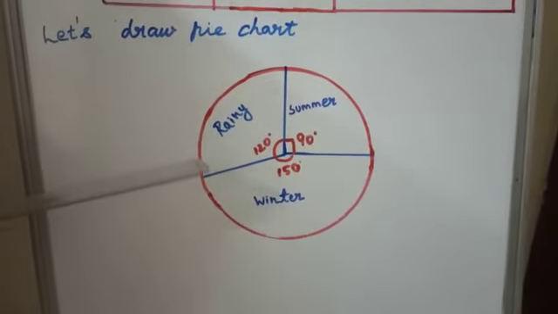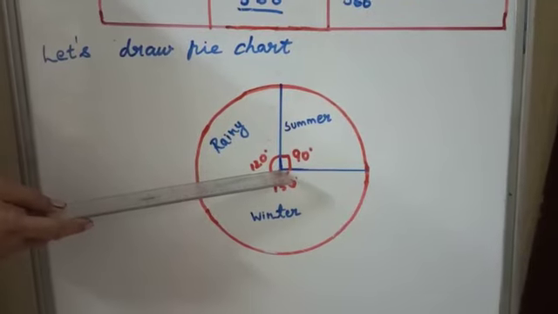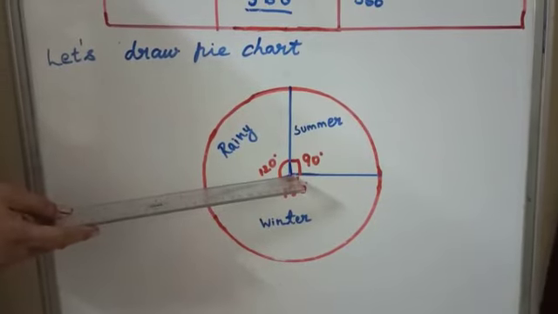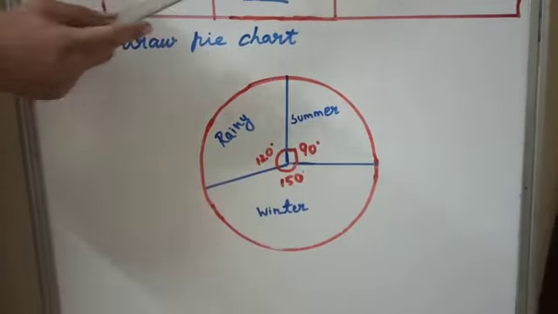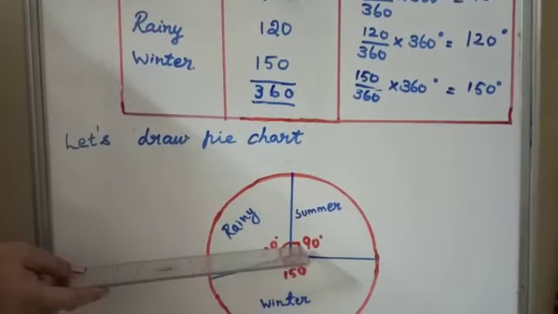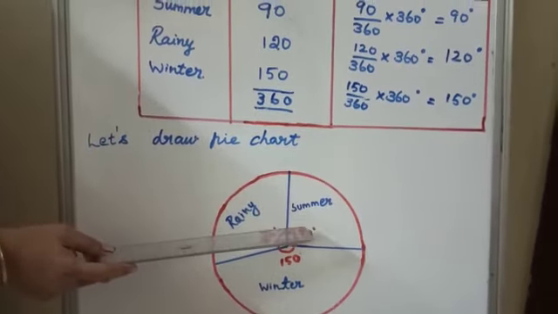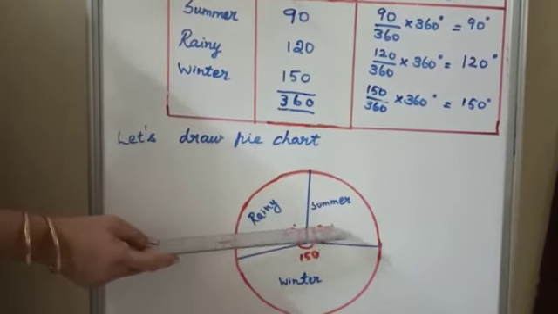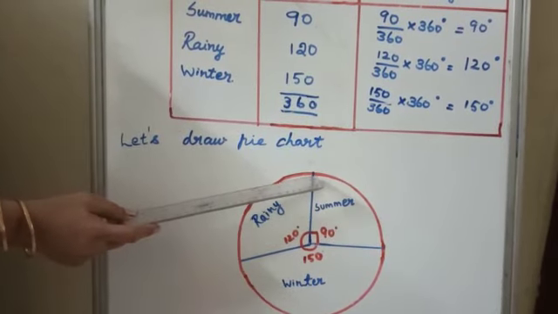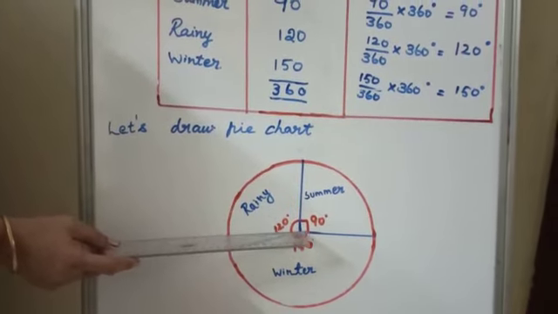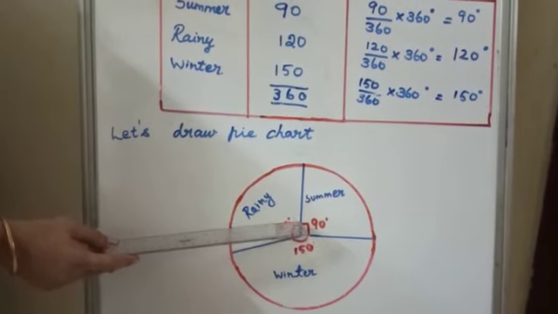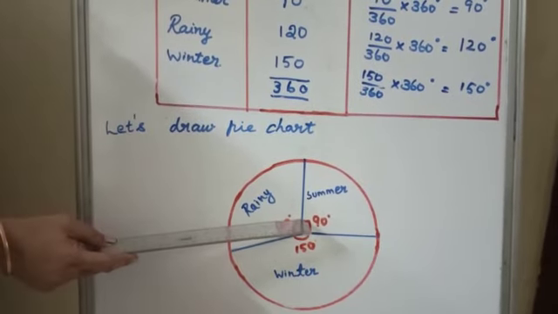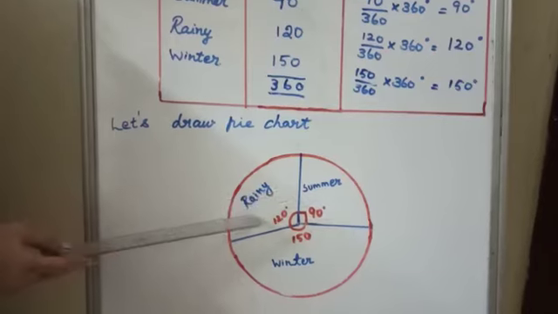First you draw a circle for some convenient radius. Mark the center point and you draw a line here. Okay. Now keep the protractor here and mark the first angle, 90 degree. So you mark 90 degree here and write 90 degree, that falls in summer season. Now after finishing this, again the last line drawn is here. Okay, again you keep the protractor here and mark angle 120 degree. Okay, it will come here.